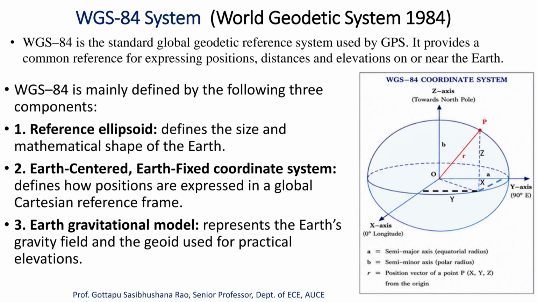WGS-84 is mainly defined by three components: a reference ellipsoid, an Earth-centered, Earth-fixed coordinate system, and an Earth gravitational model. It is the standard global geodetic reference system used by GPS, providing a common reference for expressing positions, distances, and elevations on or near the Earth.